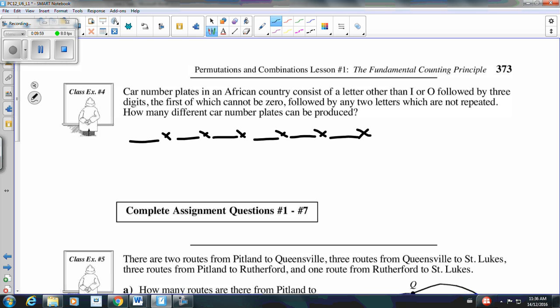So now I need to start looking at restrictions. It says it consists of a letter other than I or O, followed by 3 digits. The first cannot be 0, followed by 2 letters which are not repeated. So it tells me the first one can be any letter other than I or O. Well, there's 26 letters in the alphabet, but we need to eliminate I or O, so that must be 24. Then it says the first number cannot be 0. So I know I can usually choose from 0 to 9, which is 10 choices. But I can't use 0, so that means I only have 9 choices.